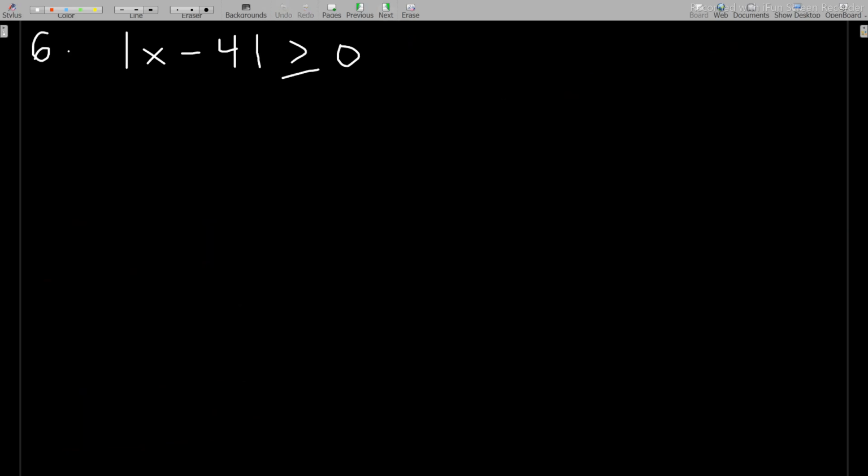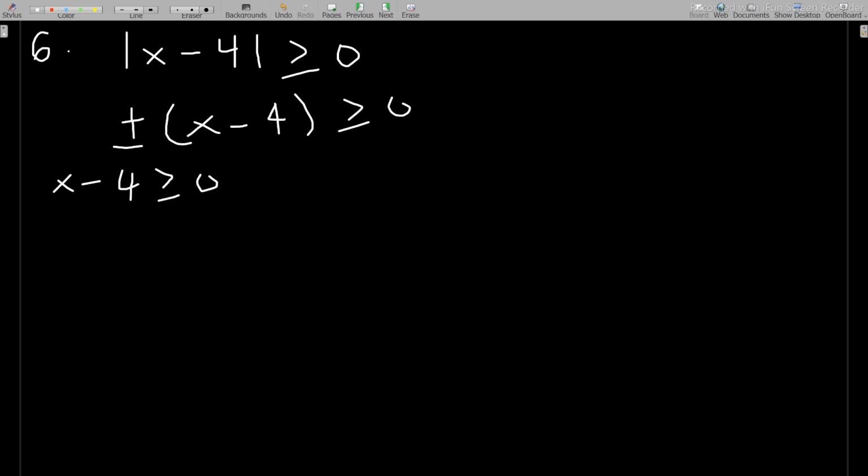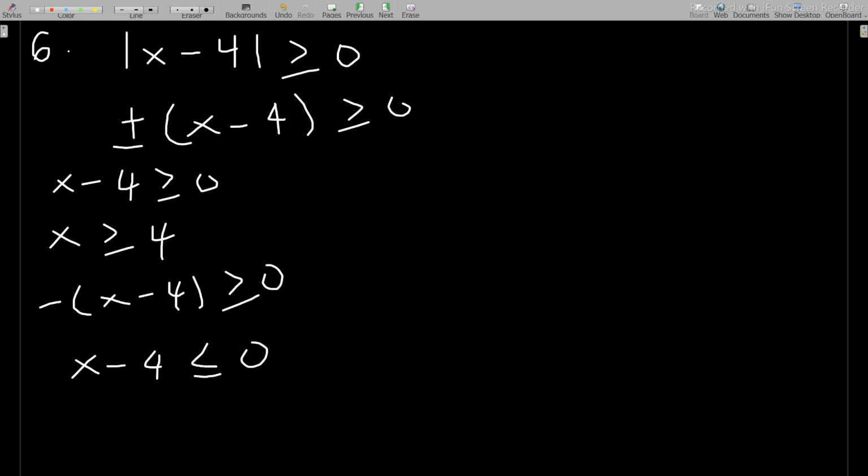Now we have this greater than or equal to 0, so we have an absolute of something greater than or equal to 0. Now the absolute is greater than or equal to 0, the solution is all real numbers. Indeed, we can solve and see. So I have plus or minus x minus 4 greater than or equal to 0. The first one: x minus 4 greater than or equal to 0, so x greater than or equal to 4. Then minus x minus 4 greater than or equal to 0, so x minus 4 less than or equal to 0, because the sign changes when I divide through by a negative number. I have x is less than or equal to 4.